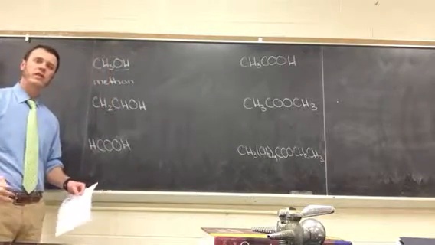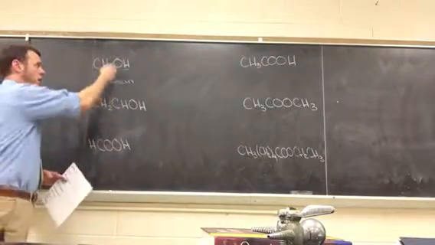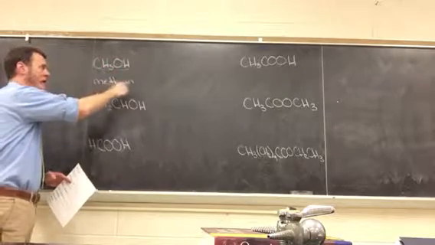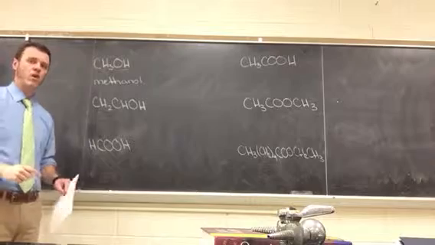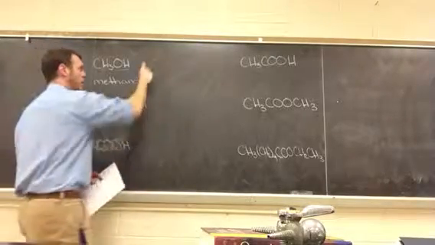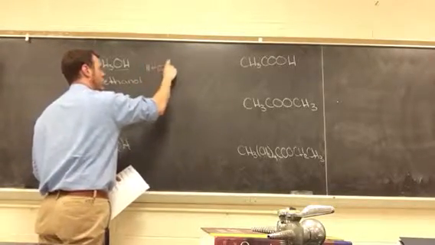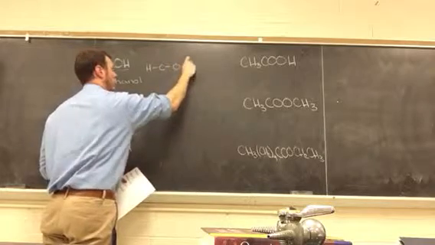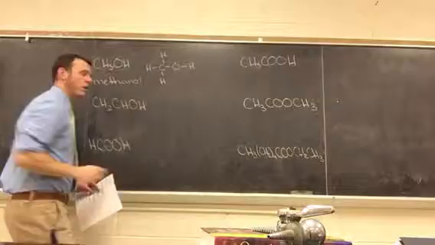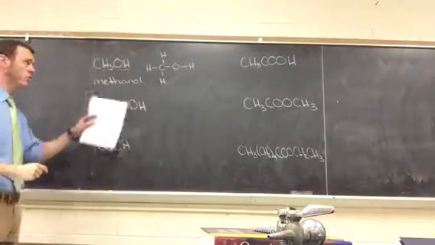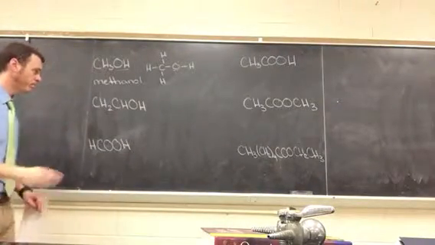Again, if you look at your list, when we have alcohols, these end with OH. We end the name with OL. This is methanol. We draw methanol very easily. It looks like this. We've been drawing a lot of organic compounds, so you should be able to put that together.